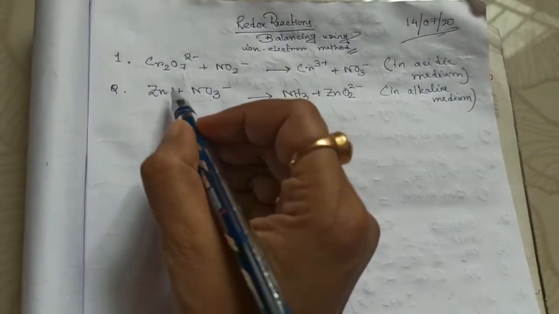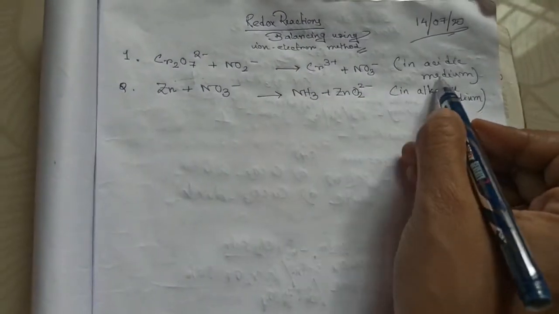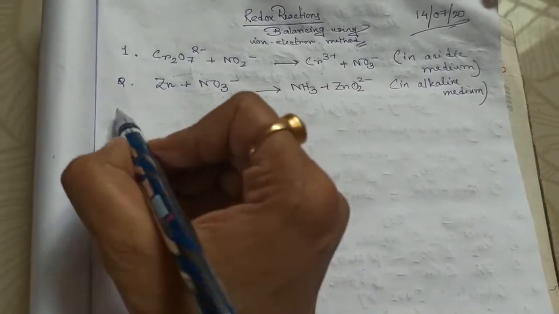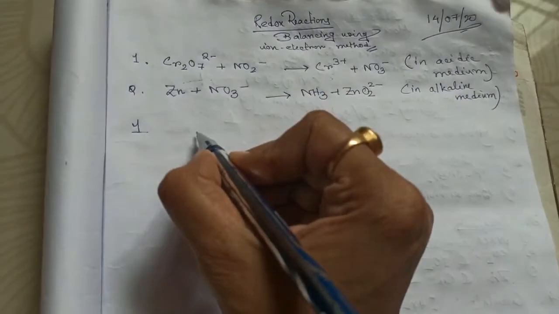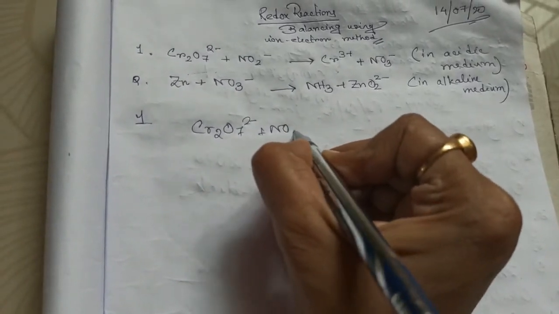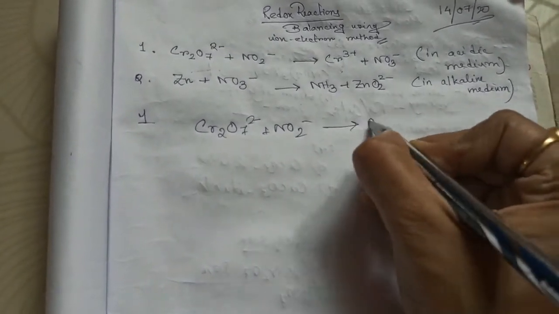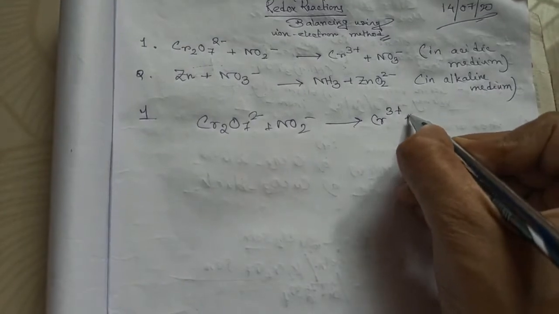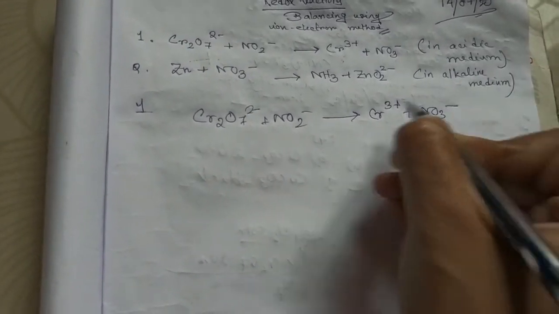We will be starting with the first one, this reaction in acidic medium. I think half of this we already did the previous day. So first you need to write the reaction, and you need to mention which is oxidation and which is reduction, meaning which transformation.